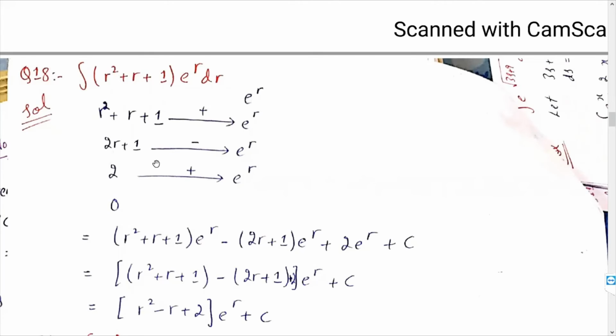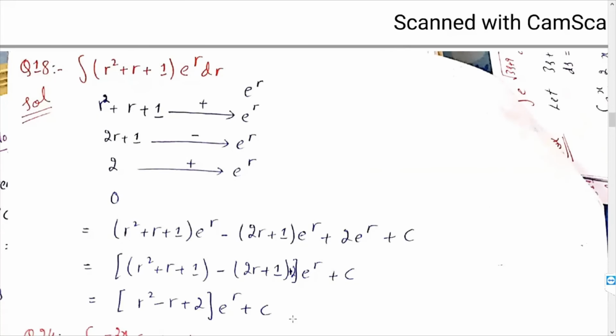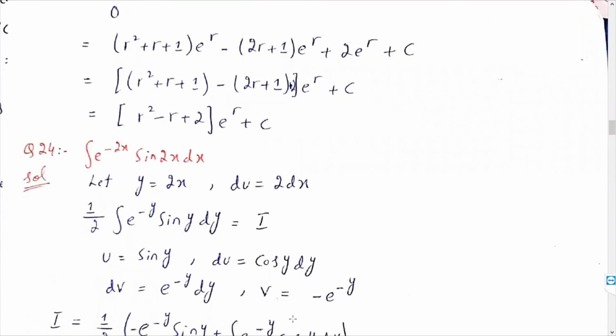Now pairing them. While during pairing, we have to use alternate signs. Starting with a positive sign, the next will be a negative one, then comes the positive one. Now multiplying them, both of them, we get r square plus r plus 1 into e raised to the power r minus 2r plus 1 into e raised to the power r plus 2 into e raised to the power r plus some constant of integration. This is the answer of the integrand, but if you really want to, you can simplify them like this. But there is no need to simplify them.